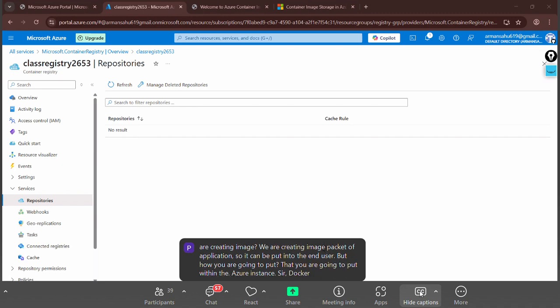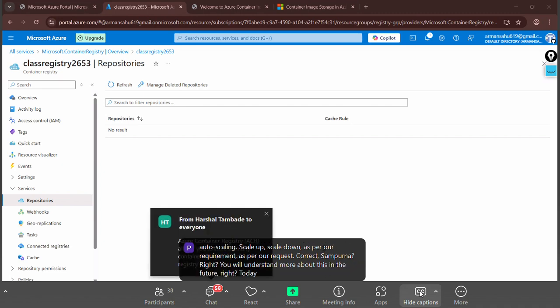Docker image is a blueprint for creating containers, yes, Sampurna. Kubernetes automates adjusting the number of containers on demand. Is it correct? Yes, it will do auto scaling, scale up and scale down as per our requirement and request. You will understand more about this in the future. Today, you are in a position to understand something.